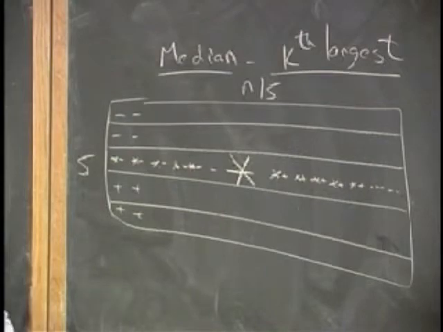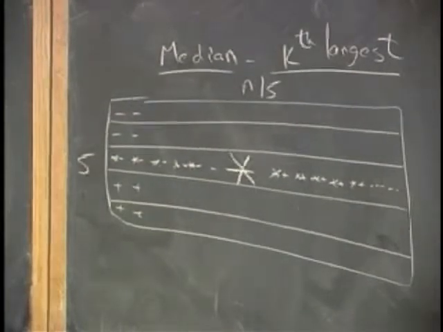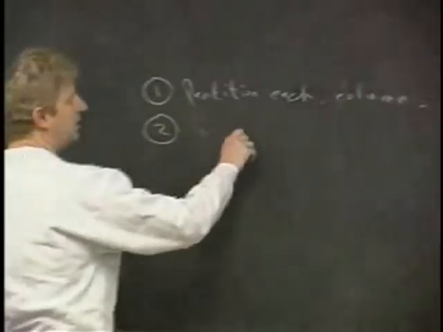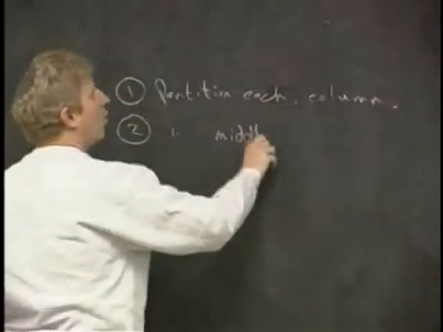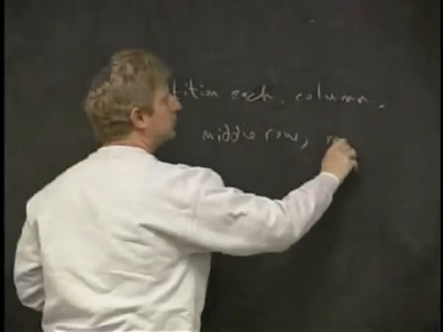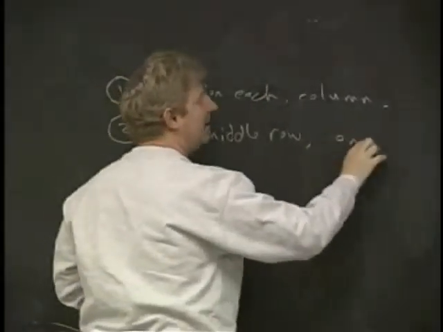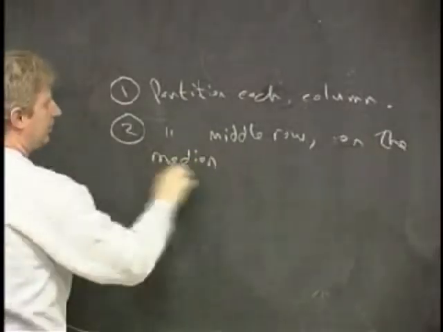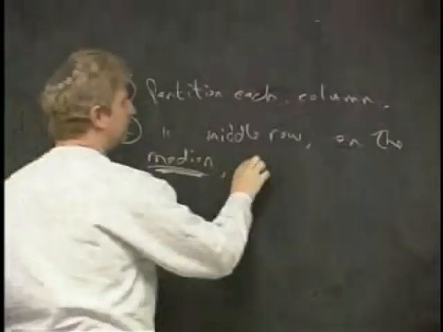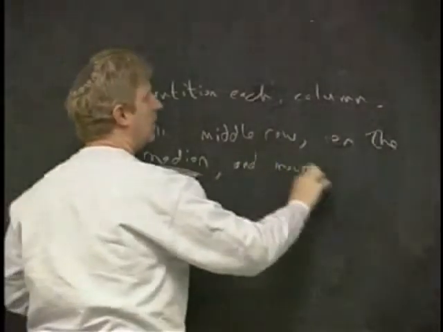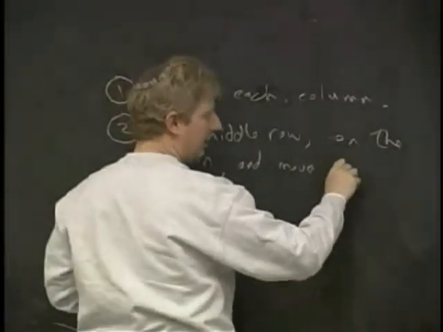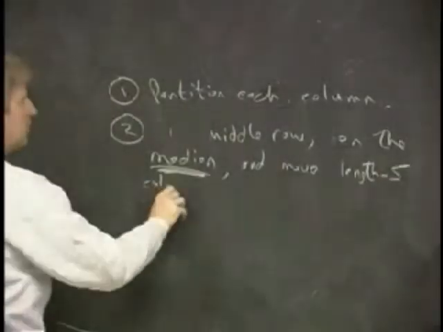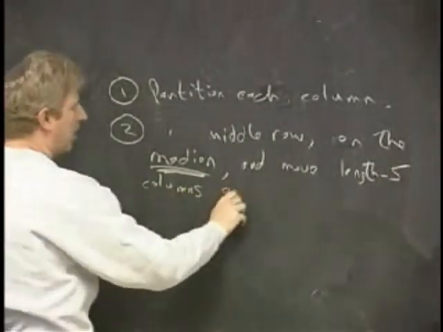OK, let me stop for a second. Are there questions so far? Let's write that down as step 2. Partition the middle row on the median and move the length 5 columns around appropriately.